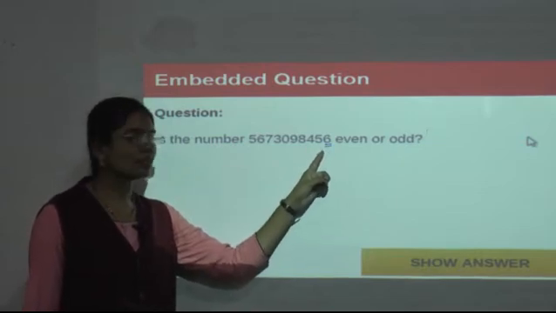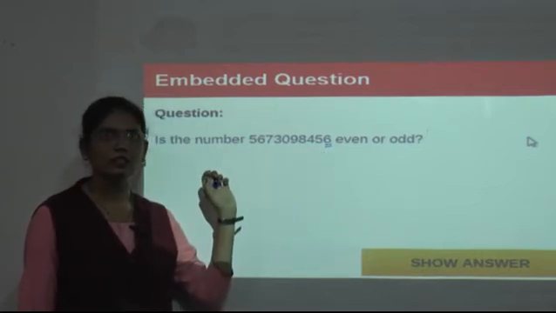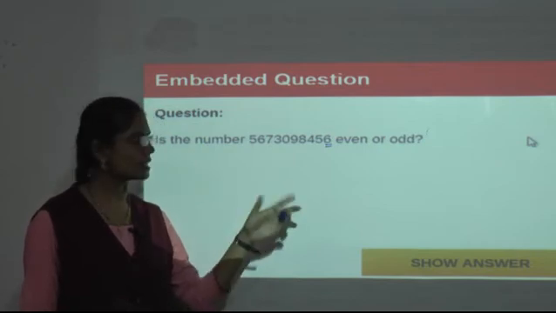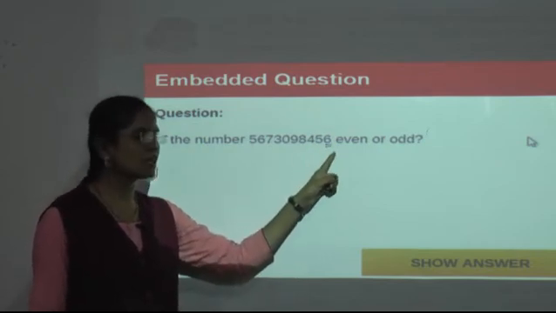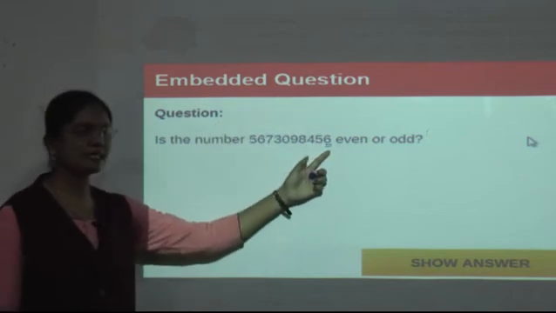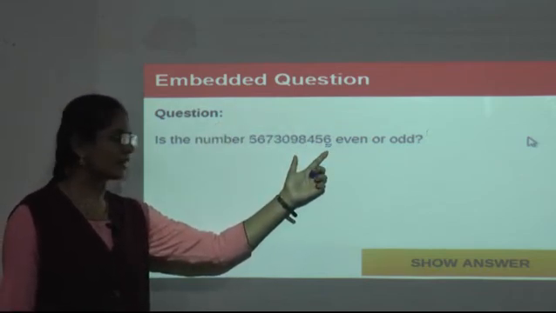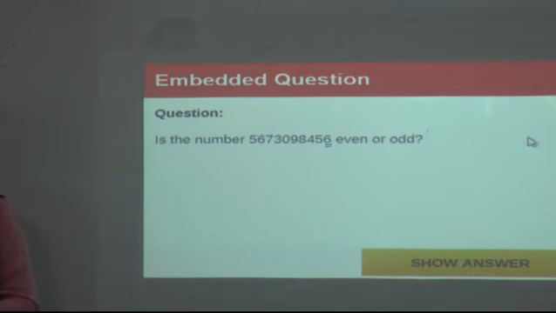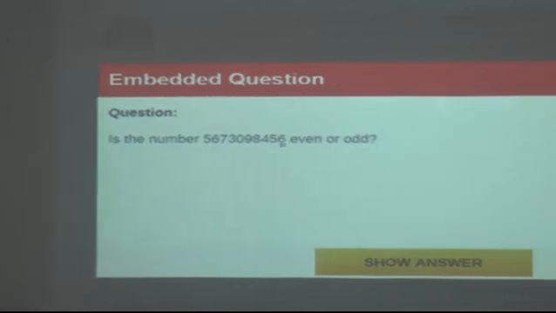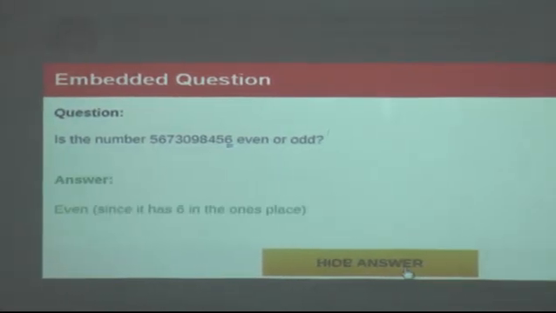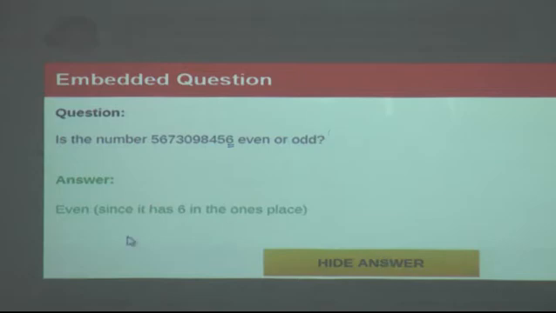And the number 6, is it even or odd? Yes, this number 6 is even. So the whole number is, yes, very good, the whole number is even. Shall I show you the answer? We will see the answer. Yes, our answer is correct. See, the given number is even, since it has 6 in the ones place, and 6 is an even number. So this whole number, though it is a very big number, is an even number.